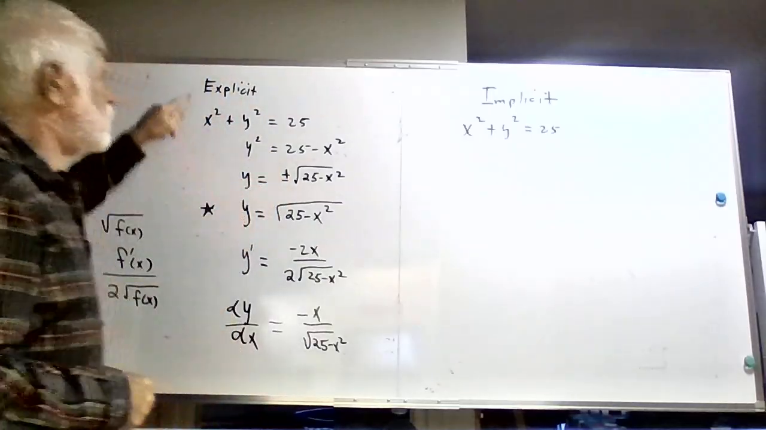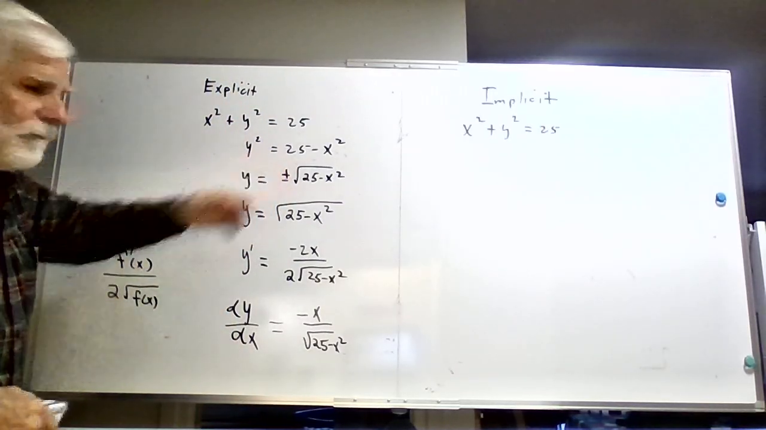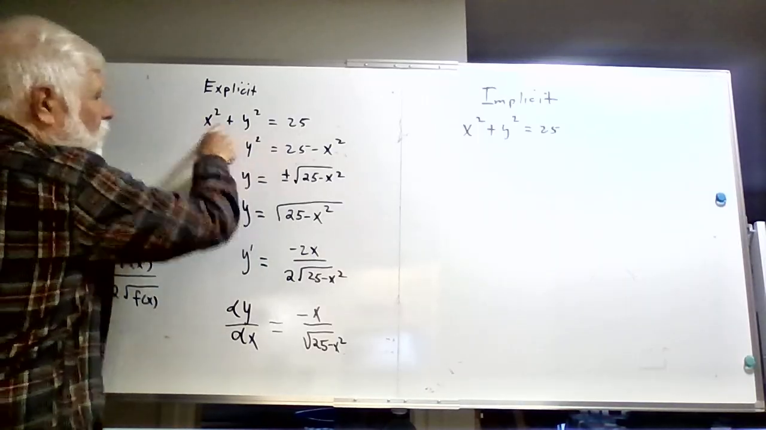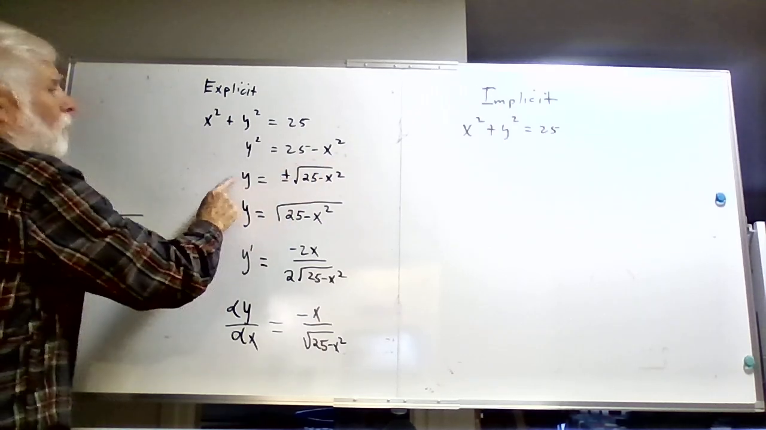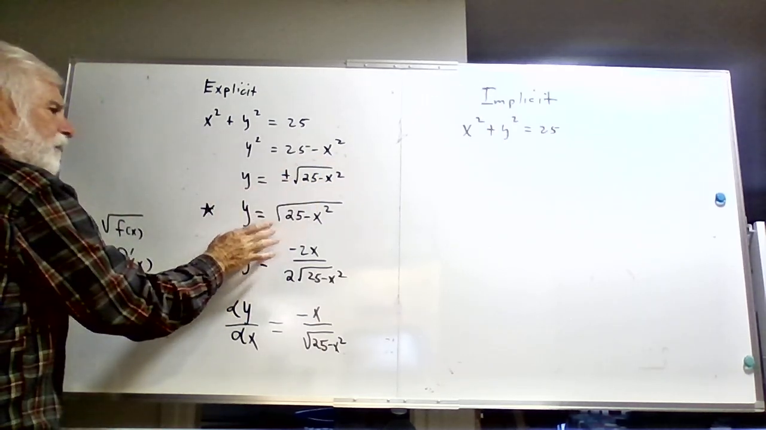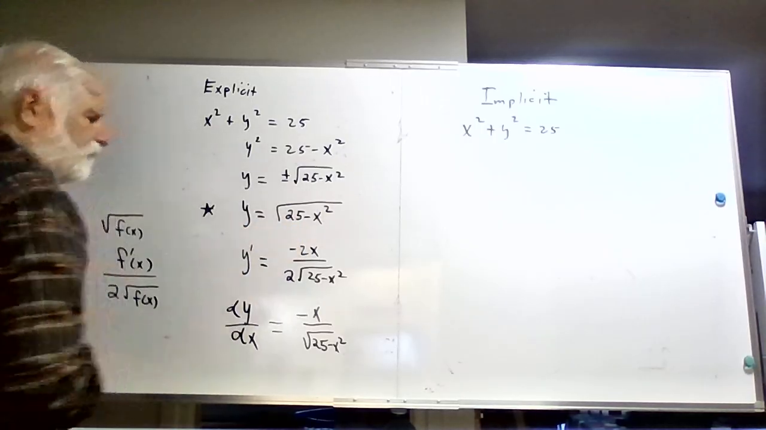So explicit differentiation is when you get y alone, and then you take the derivative of the function. So we can move x squared to the other side. It's addition on the left, subtraction on the right, plus minus square root. And I'm just going to deal with the positive side of things right now. And I'm just going to take the derivative of y equals the square root of 25 minus x squared.